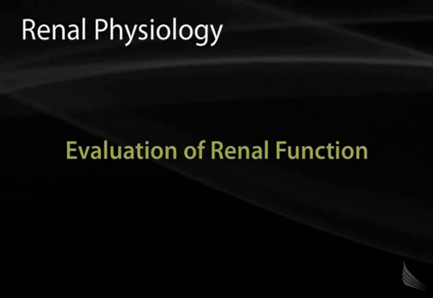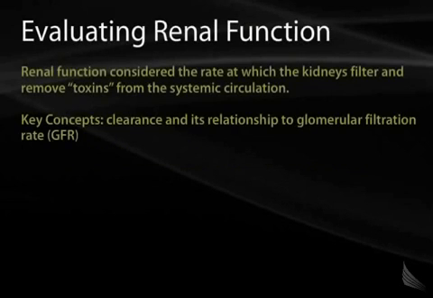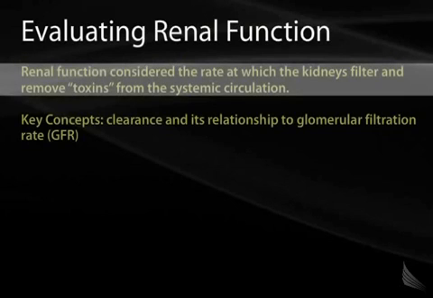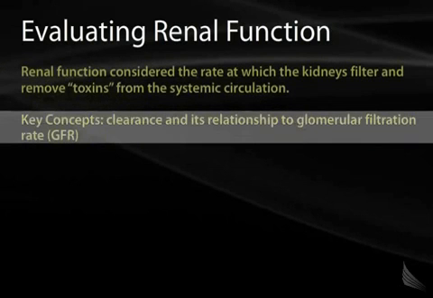In Section 5, we will walk through the evaluation of renal function, including the concept of clearance and how we measure glomerular filtration rate. Renal function is considered the rate at which the kidneys filter and remove toxins from the systemic circulation. The key concept to remember is how clearance is measured and its relationship to glomerular filtration rate.